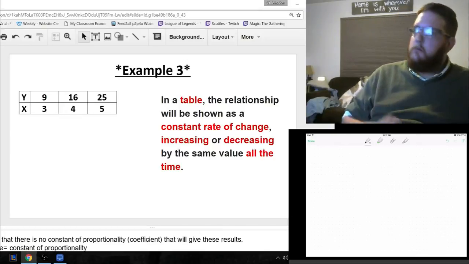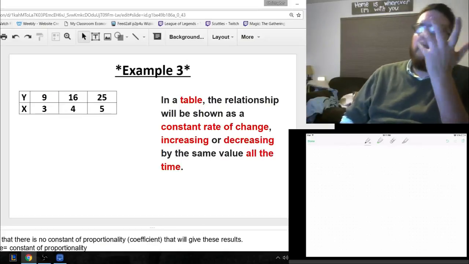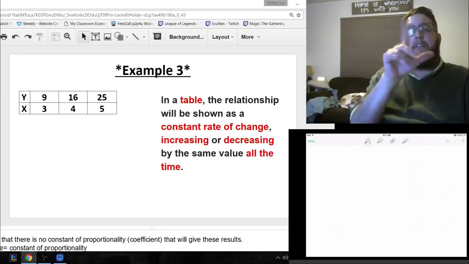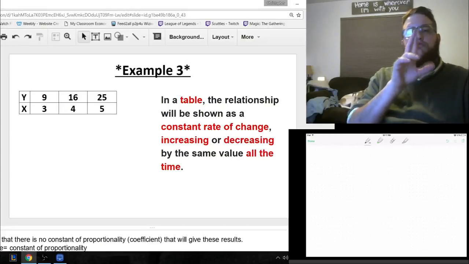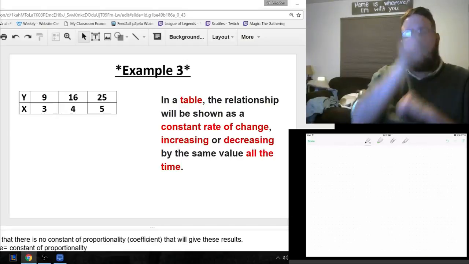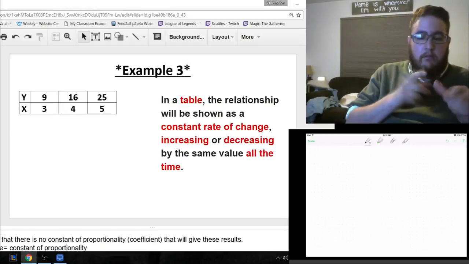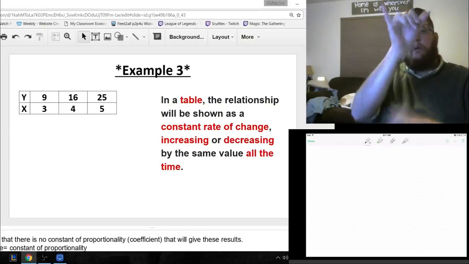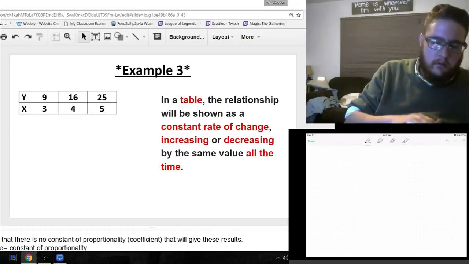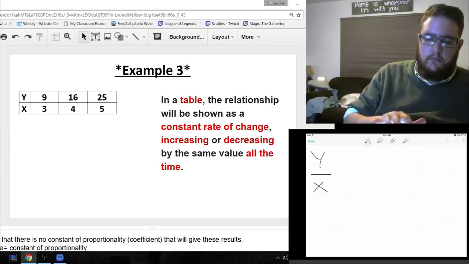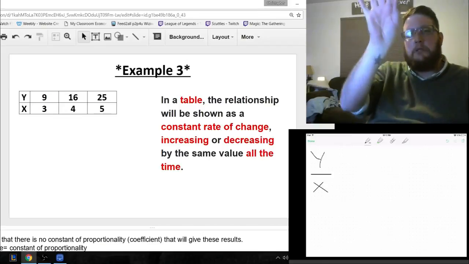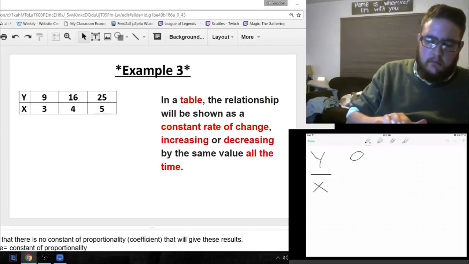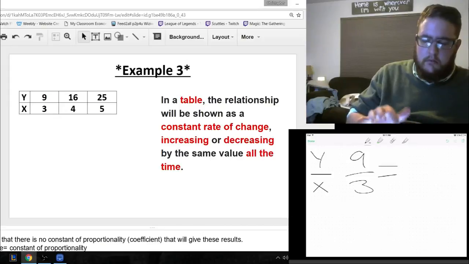In this example, this is also a table, and we have to determine whether or not it's proportional. So again, in order to figure out whether or not a table is proportional, we need to figure out the rate of change for each one of these pairs and ensure that it is a constant rate of change. In order to do that, we must divide the y by the x value. Our first pair is 9 and 3. So we'll substitute 9 in for y and 3 in for x.